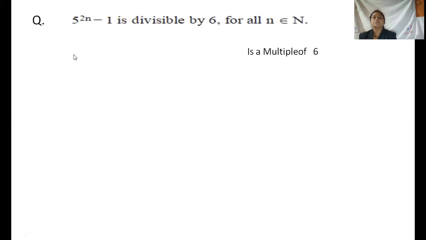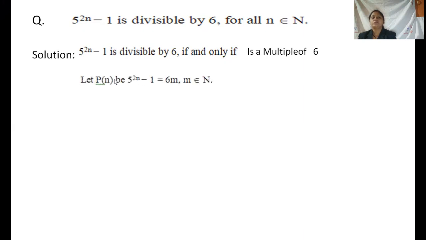Now the next example is a different example. 5 raised to 2n minus 1 is divisible by 6 for all n belongs to natural number. That means what do we have to prove here? 5 raised to 2n minus 1 is divisible by 6, that is, if and only if it is a multiple of 6. So this term 5 raised to 2n minus 1 will be a multiple of 6, and we have to prove this by the method of induction.